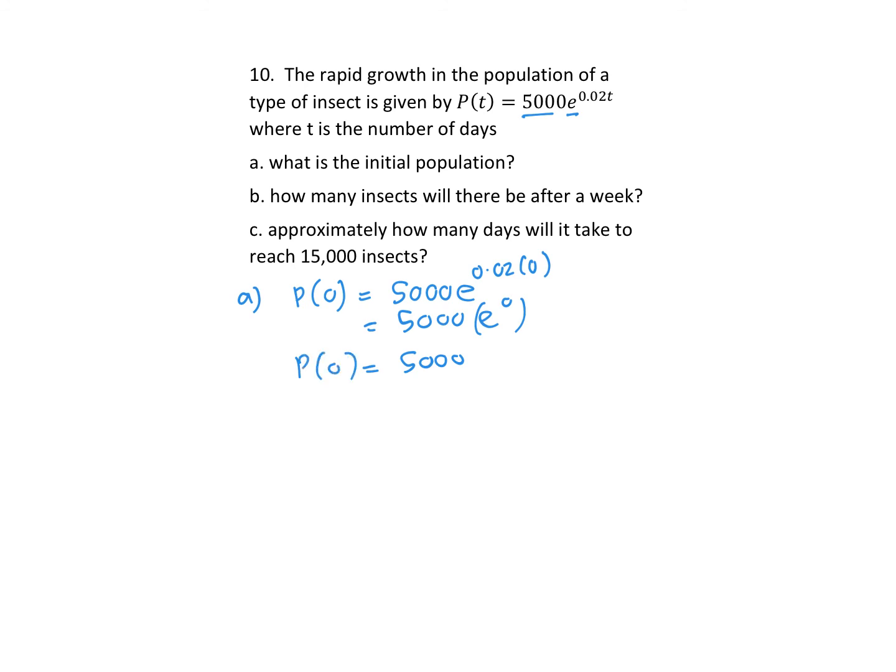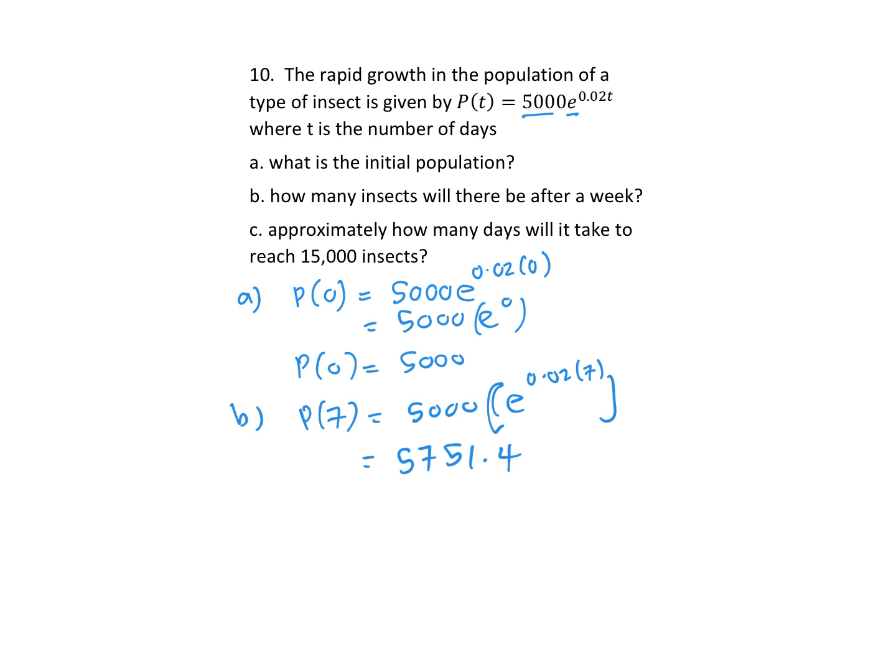We could tell that just by the function given, that we always have starting value times the base. So we already knew that 5,000 was the starting value, but you can just put in 0 to clarify and confirm that. Okay, B says how many insects will there be after a week? So we want 7 days. We want the population after 7 days. So we'll put in e to the power 0.02 times 7, and then that's just a matter of typing that into the calculator to get the result.